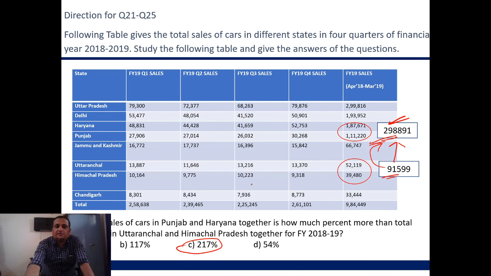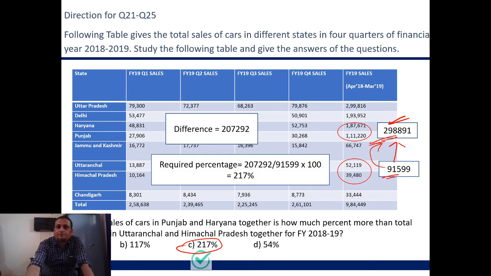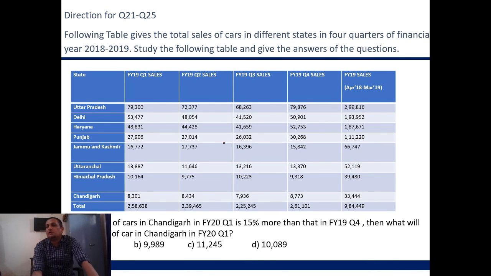Okay, now let's take another example. This is the last question of today's class. So if sales of cars in Chandigarh in the next financial year is 15% more than the sales of car in Q4, then what will be the sales of car in Chandigarh in the next year? Present sale of Chandigarh in the last quarter is this 8773, and if I have to increase anything by 15%, it means I should calculate the 115% of the previous value.